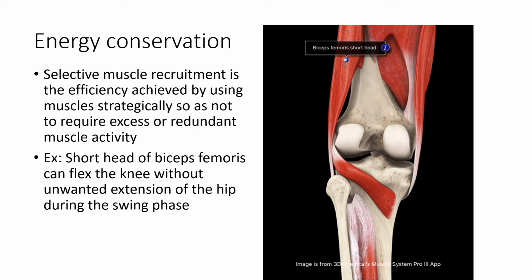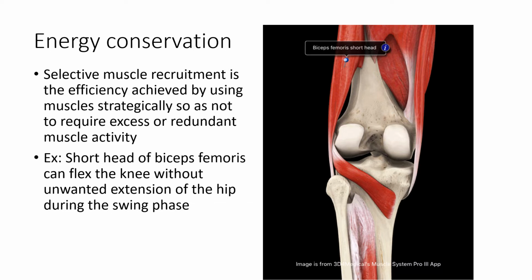And the fourth thing is energy conservation. There's selective muscle recruitment that gives efficiency to the muscle by making sure that the muscles are strategic in how they're being used and not requiring too much excessive use or redundant muscle activity. And this is one of those things that we should watch with our patients.